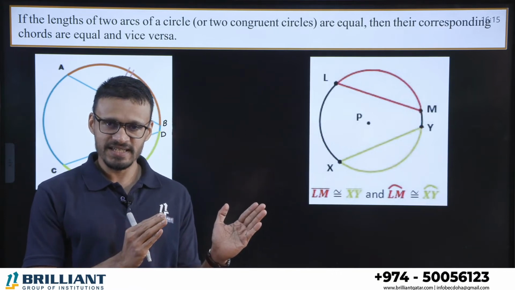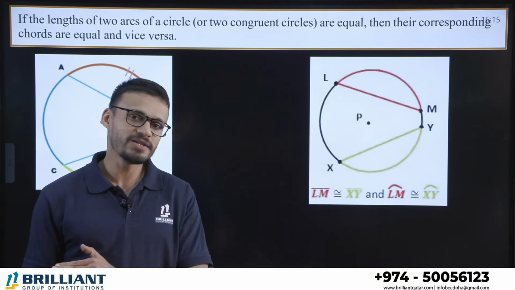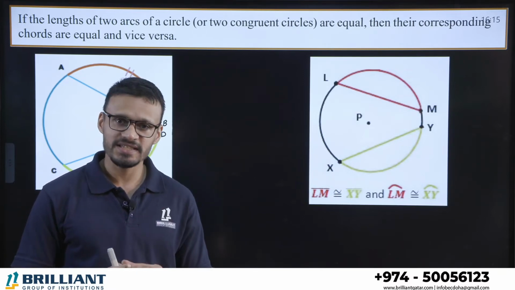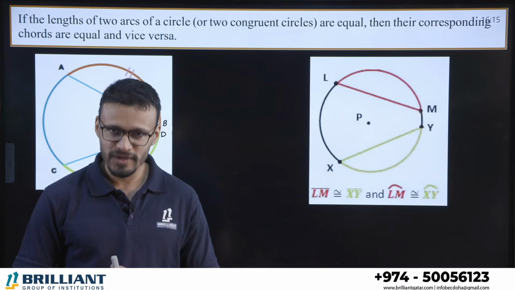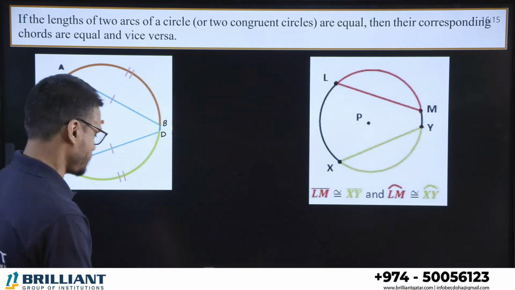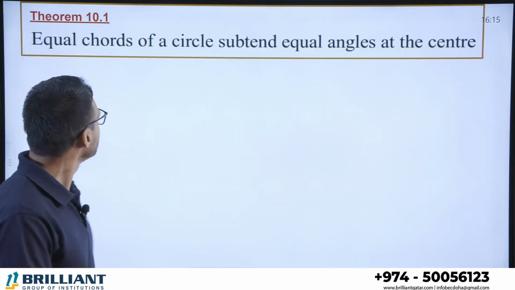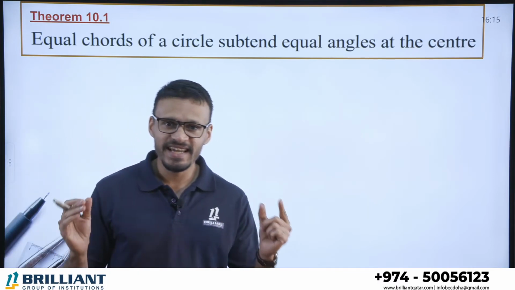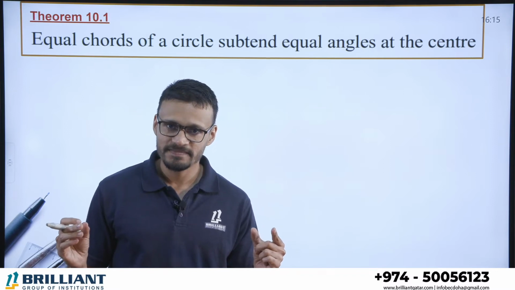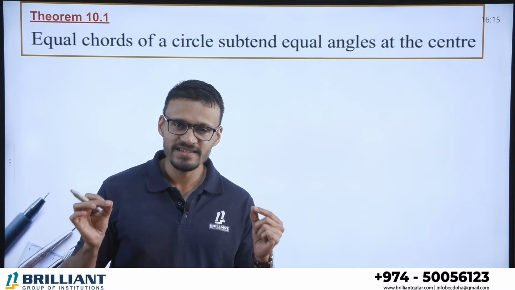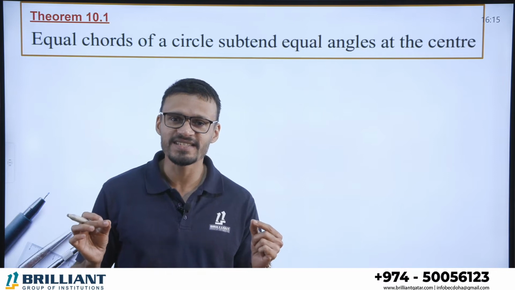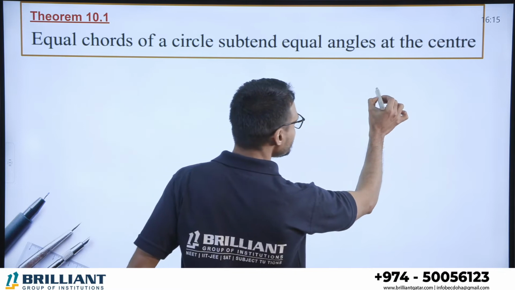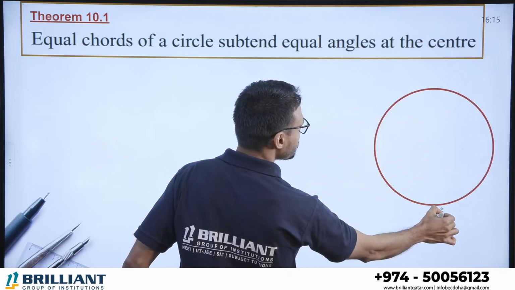First of all, we studied the definition of a circle and parts of a circle. Now let us come back to the first theorem in the chapter, Theorem 10.1 in our textbook. What's the theorem? Equal chords of a circle subtend equal angles at the center. Now we can prove this. It's a prove-that question. We should know the proof of this one, okay?